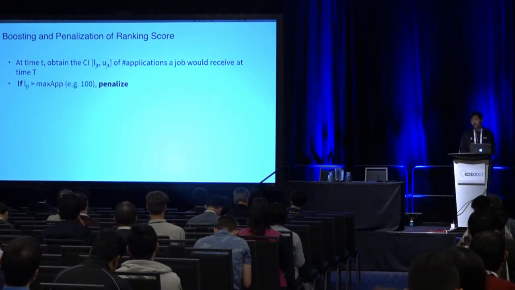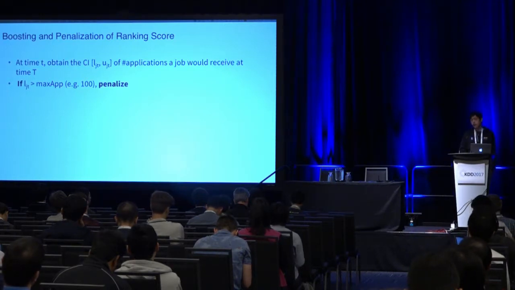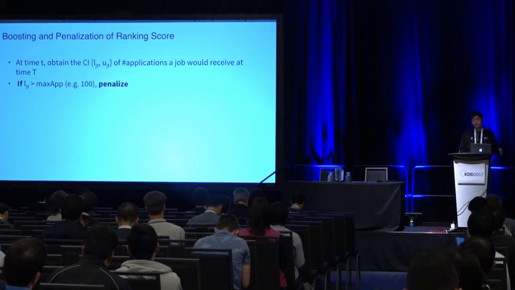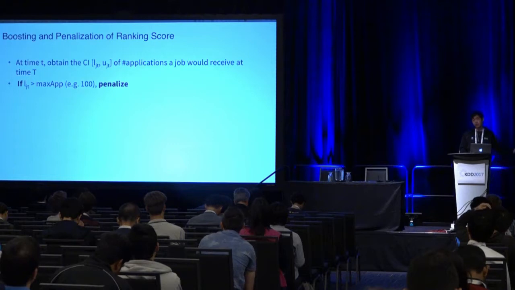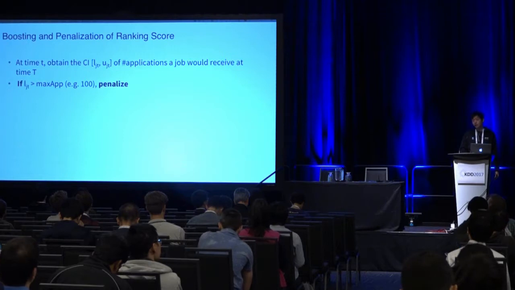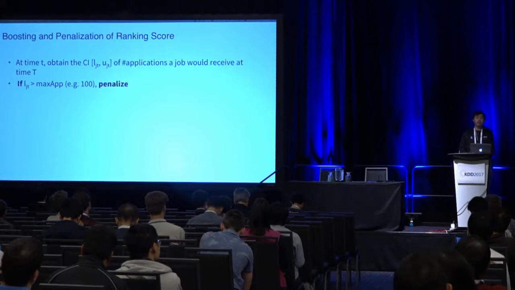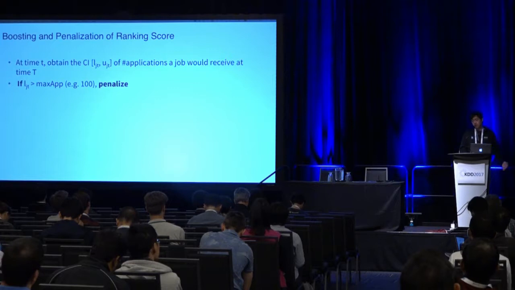What you can do is actually very straightforward. Suppose the lower bound of the number of applications is greater than something you don't want to happen, 100 for example. That means when the job receives more than 100 applications, the job poster may start complaining to you. So when the lower bound is greater than 100, this is when we need to intervene, because with the 95% confidence interval we strongly believe the job is going to start over-delivering. That is why we start penalizing the ranking score.